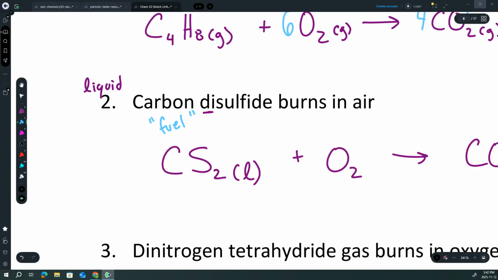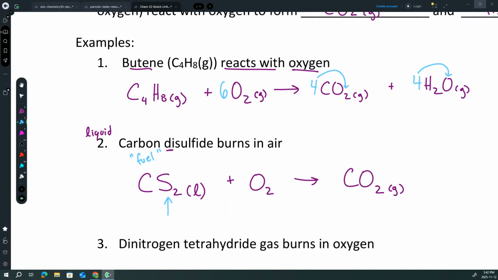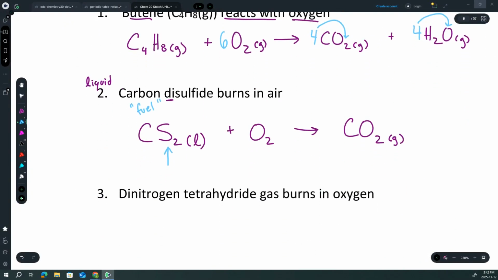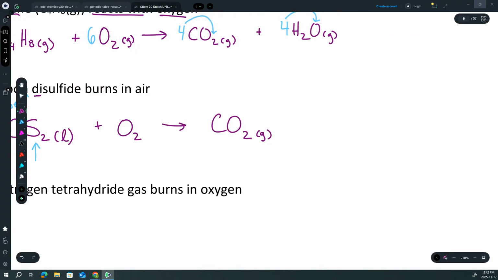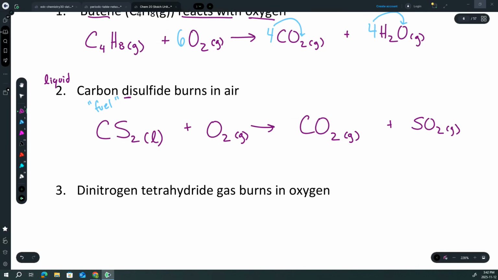Now I'm going to do the exact same process with sulfur. So sulfur reacts with oxygen. What's the most common oxide that sulfur and oxygen can produce? Well, that's sulfur dioxide. So plus sulfur dioxide. Make sure I got all my states in here. All right, so now we have our skeleton equation. Now we need to balance it.